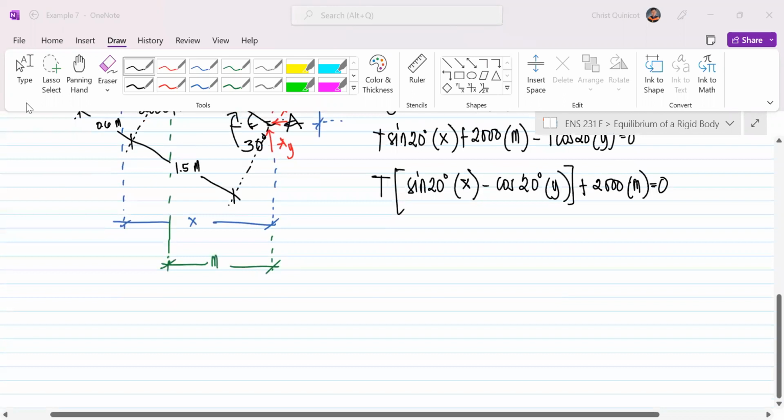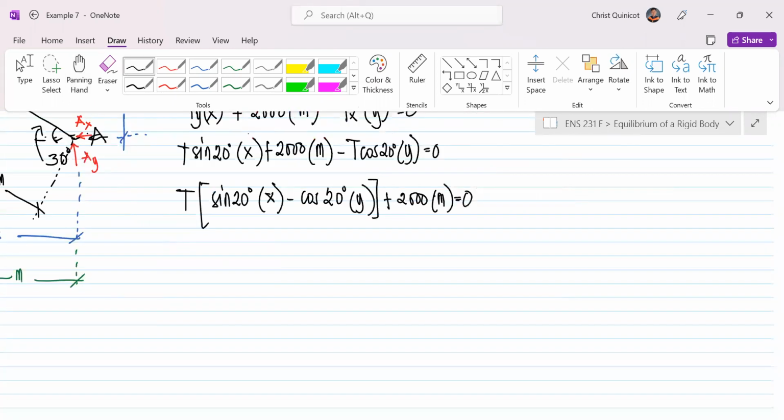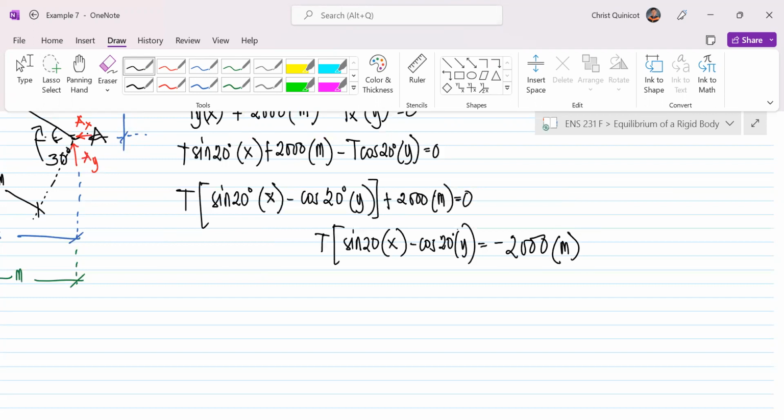Okay, let me pan it here, so that my equal sign will be at the same level. So this becomes T bracket sine 20 times X minus cosine 20 times Y is equal to negative 2000 times M. Okay, I forgot to put a closing bracket here.